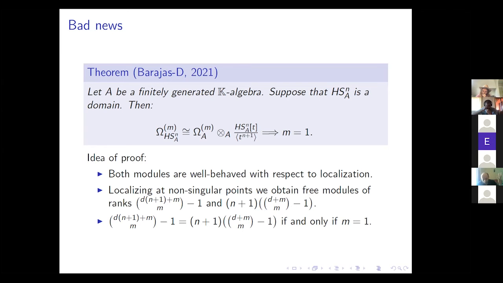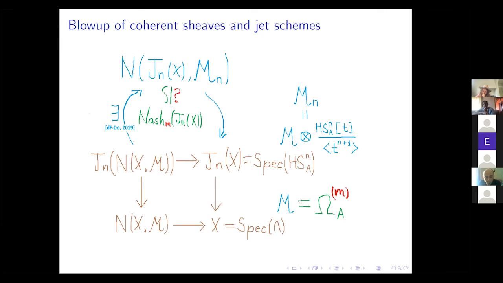Okay, so now we go back to the question, which was the diagram. If M is this module of high order Kähler differentials, we want to know whether this diagram, this blue blow up, turns into this Nash blow up. For m equals 1, this follows by the Fernandez-Docampo formula. For m greater than 1, there is no formula, so we don't know whether these two are isomorphic. Okay, the question is still there.